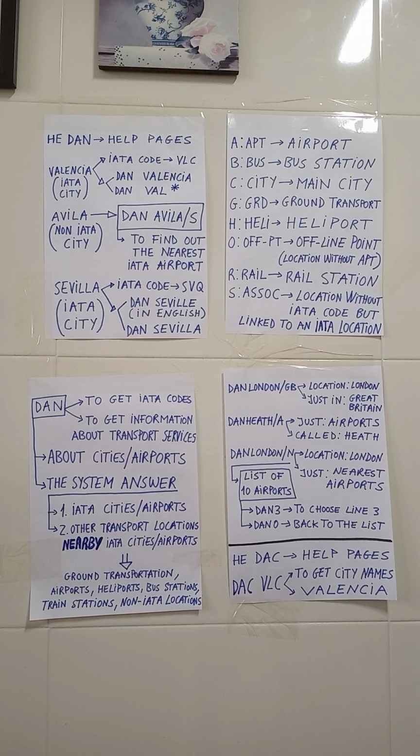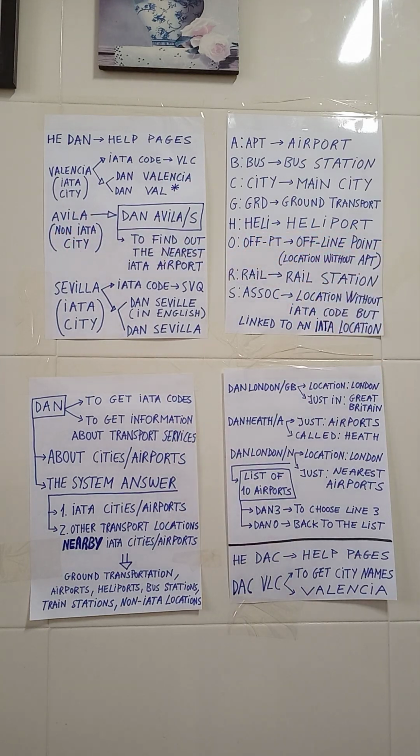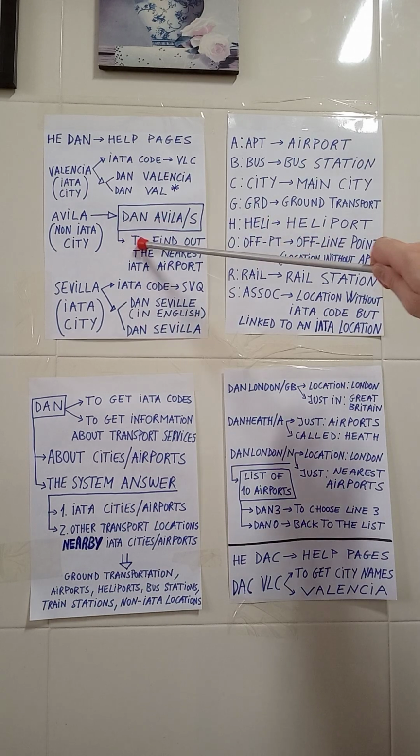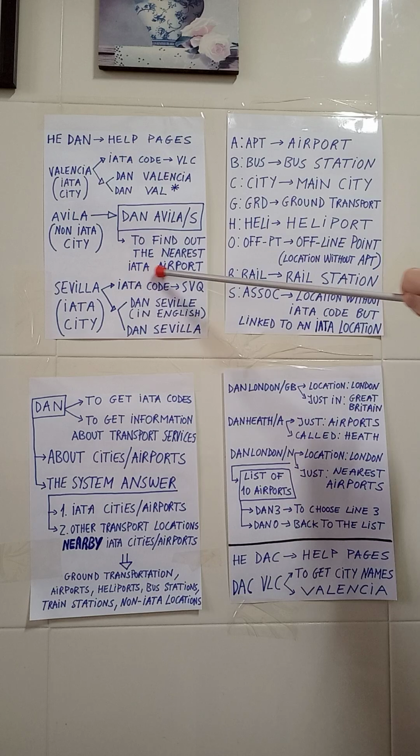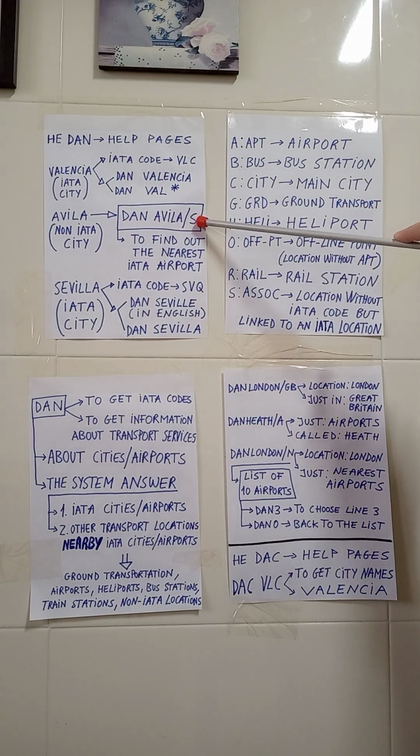Below we see the name of another Spanish city called Avila, which is not IATA, a non-IATA city. To find out which are the nearest IATA airports, we will write DAN Avila /S.